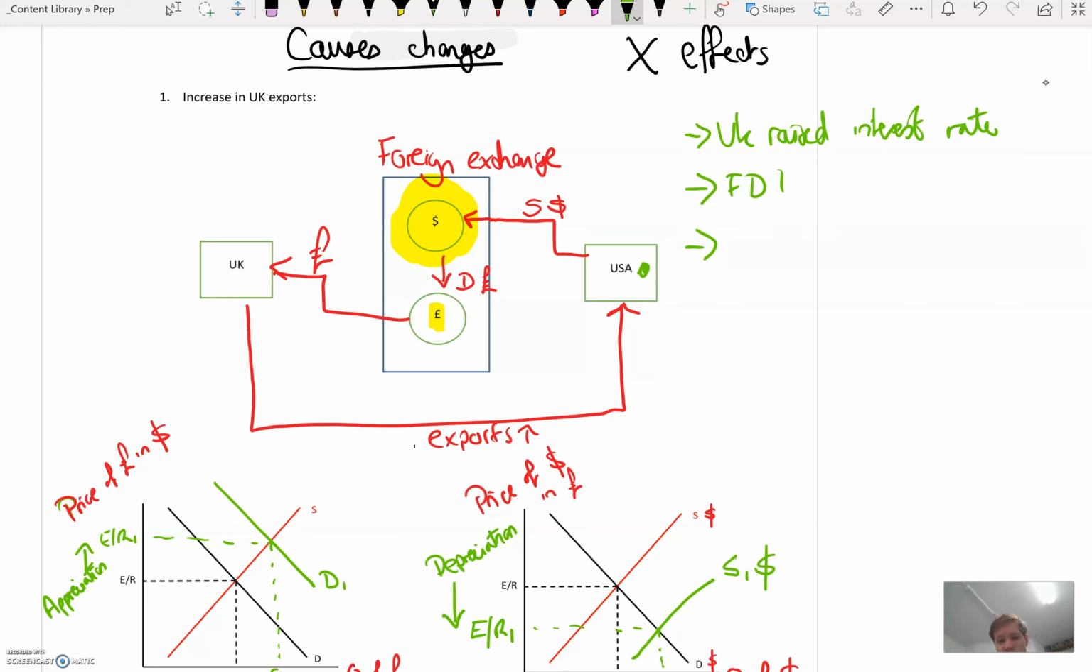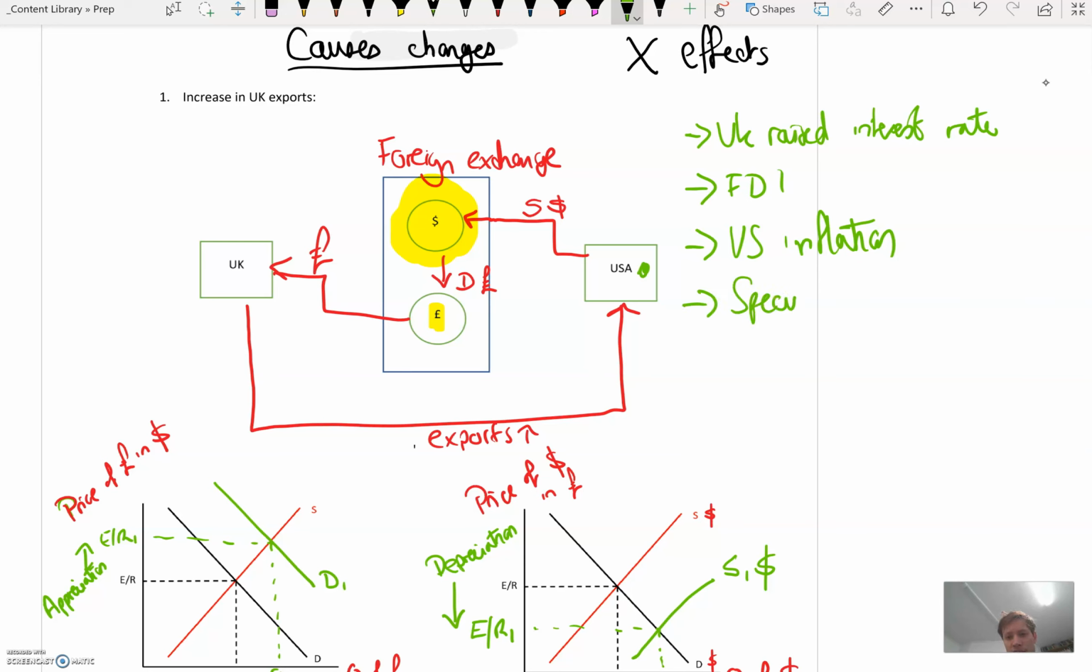Now, we could also say that the US has inflation. If the US has inflation, that means that US goods and services become expensive. And if US goods and services become expensive, UK goods and services are relatively cheaper. As UK goods and services become relatively cheaper, you are going to see that US consumers don't buy US domestic goods and services, they actually supply their dollars to foreign exchange markets to buy the pound so that they can buy cheaper UK goods and services. And that is another reason for doing that.